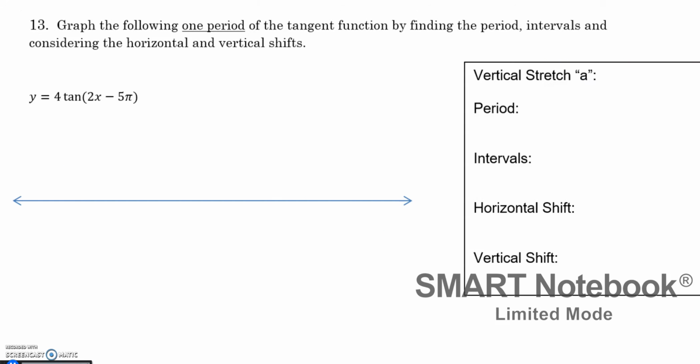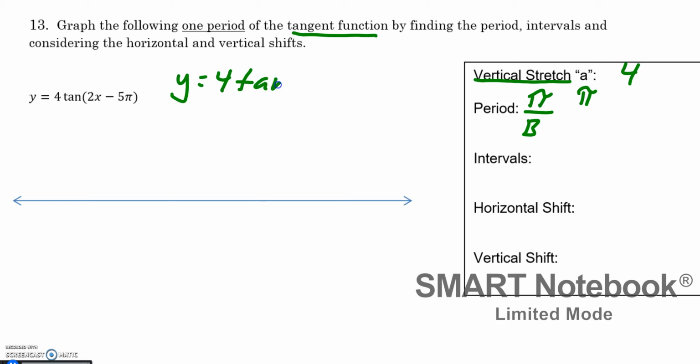Graph one period of the tangent function. And if I do that, remember it says vertical stretch, not amplitude, because a tangent function doesn't have amplitude because it goes on forever to positive and negative infinity. But the vertical stretch is in the same position. It is 4. For tangent, the distance between the asymptotes isn't 2 pi, it's pi. So the period's pi over b, which in this case would be, let me rearrange this equation for tangent, take out the b term of 2, and you're left with x minus 5 pi over 2.